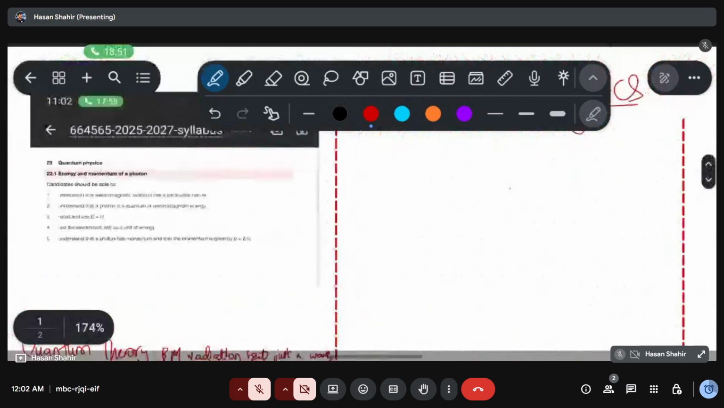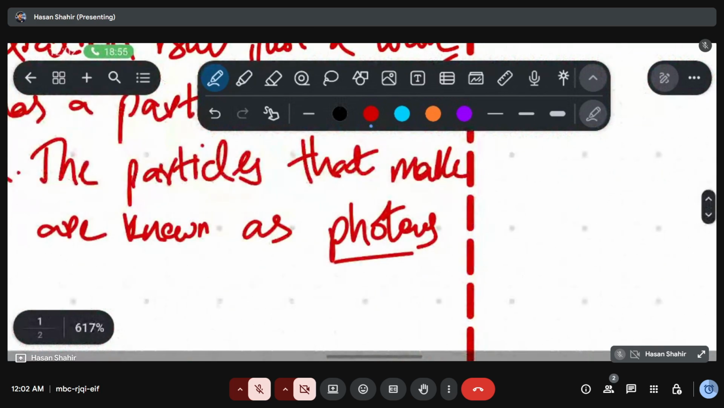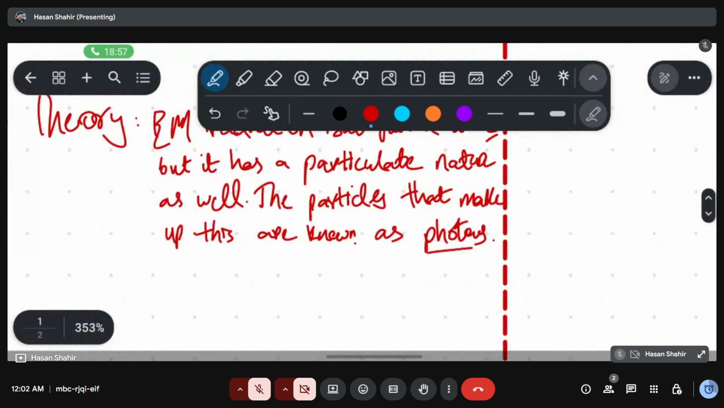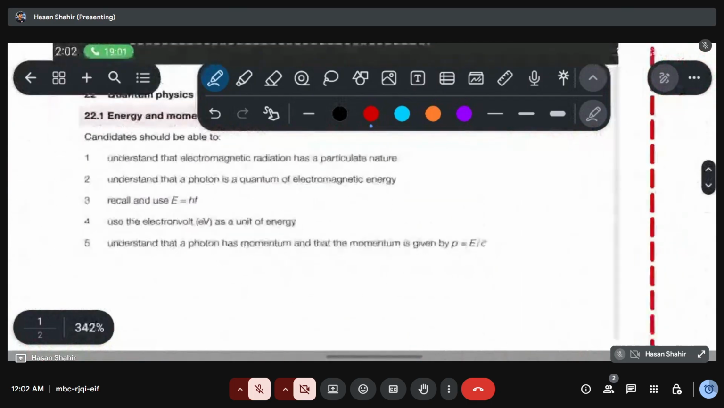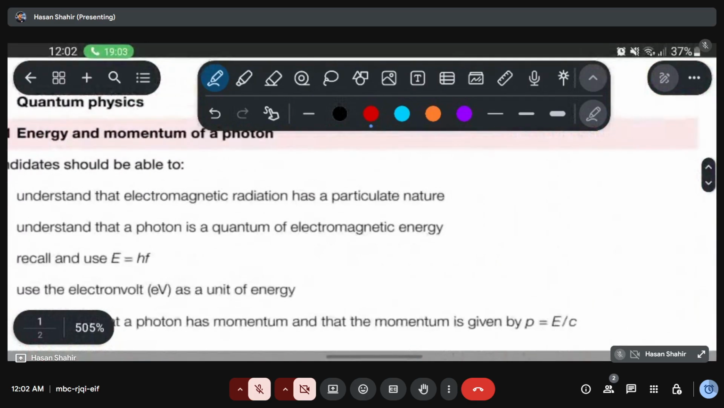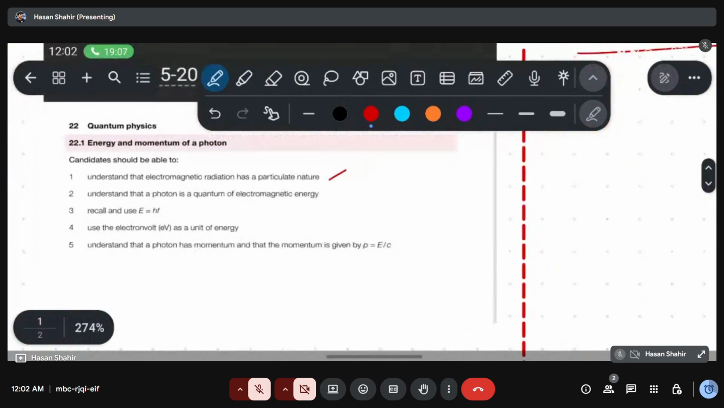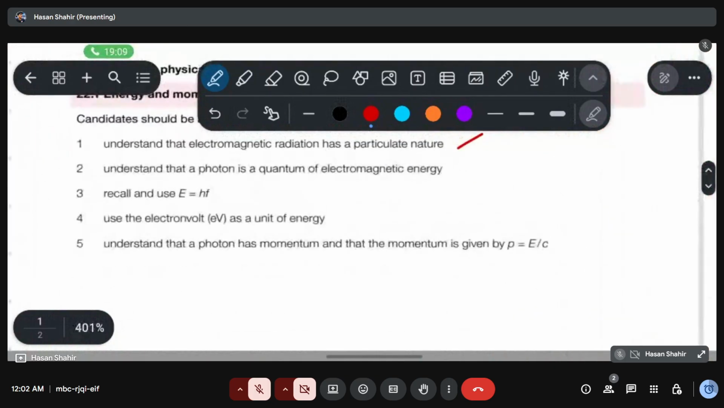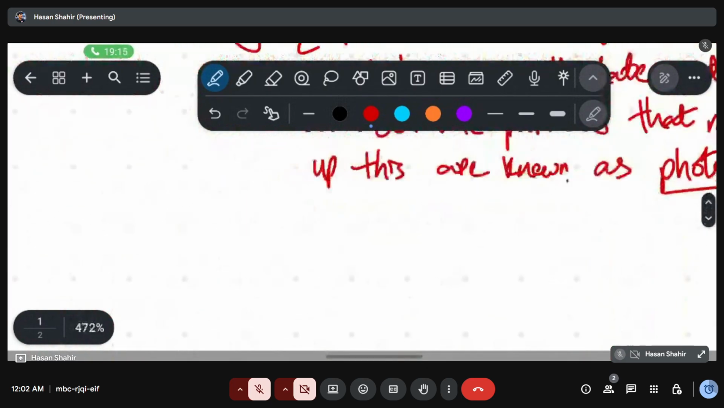Well, not of this topic, but also of this chapter as well. We're just going to be diving really deep into photons. All right. So, this was the quantum theory. Now, we have covered the first objective that electromagnetic radiation has a particulate nature as well, and electromagnetic radiation is made up of photons. Now let's understand what is a photon.